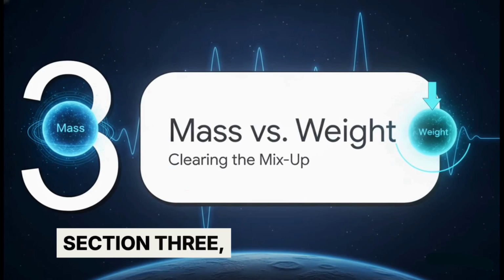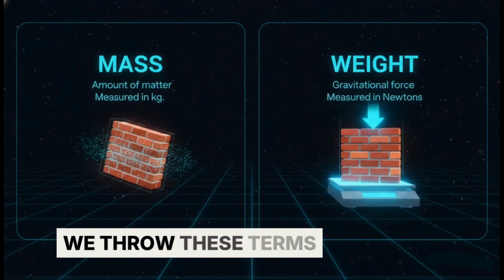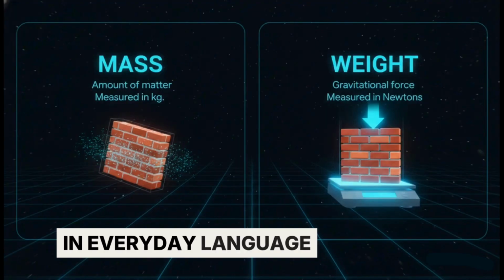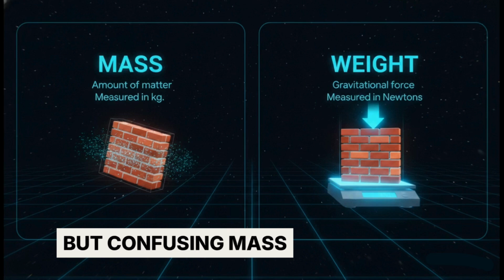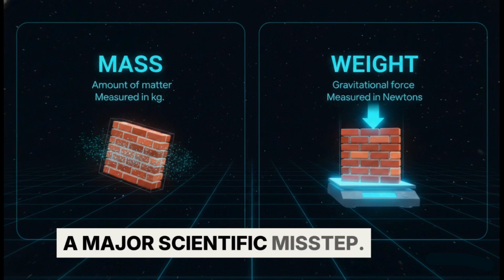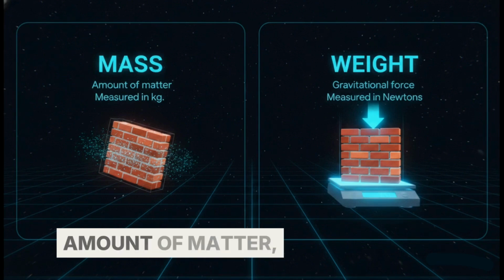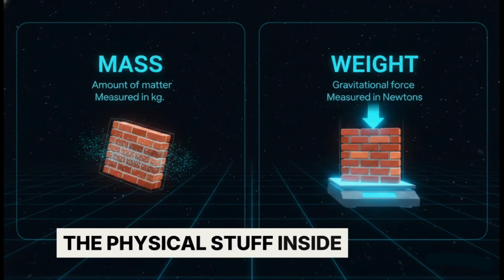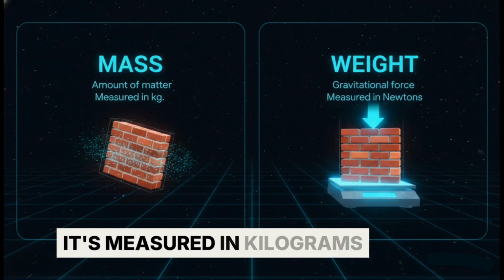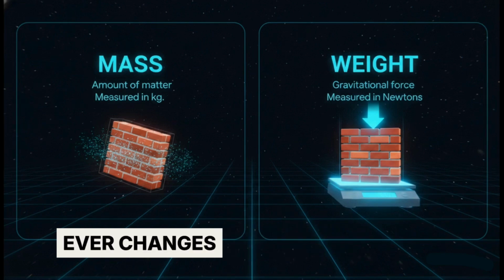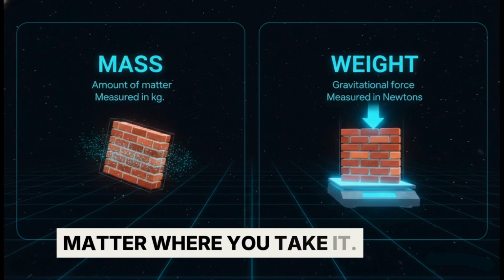Okay, Section 3, the mass versus weight mix-up. We throw these terms around interchangeably in everyday language all the time, but confusing mass with weight is actually a major scientific misstep. So what is the actual difference? Well, mass is the actual amount of matter, the physical stuff inside an object. It's measured in kilograms, and it never, ever changes in classical physics, no matter where you take it.